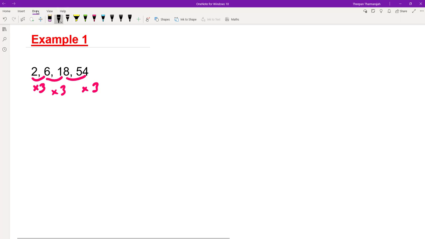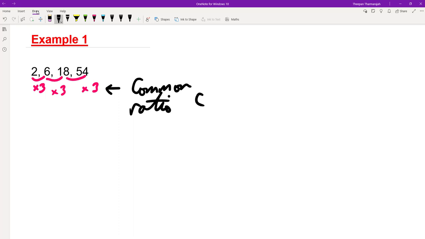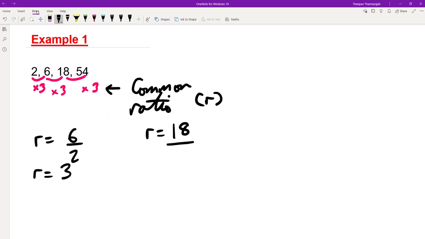Now this times 3 is known as a common ratio, abbreviated as R. Okay, and all geometric sequences must have a common ratio. Another way to work it out is to do 6 divided by 2, which gives me 3. And I can do the same thing here. If I do 18 divided by 6, that would also give me 3. So the common ratio is the same. In this case, it's 3.